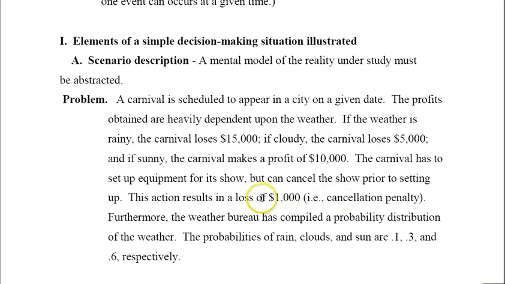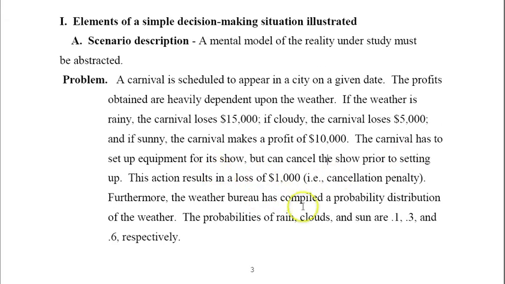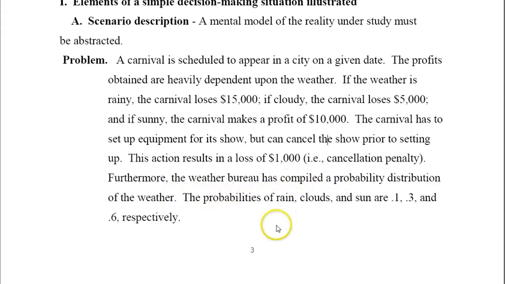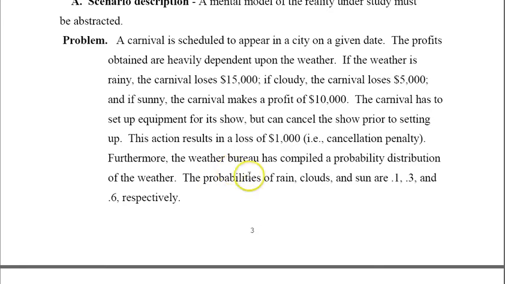Of course, the carnival has to set up equipment, but can cancel prior to the show, and this action results in a loss of $1,000. Also, we're going to use the weather forecast, which has compiled these probabilities: 10% chance of rain, 30% chance of clouds, and 60% chance of sun. So how would you make a decision in the face of this uncertainty of the weather forecast?